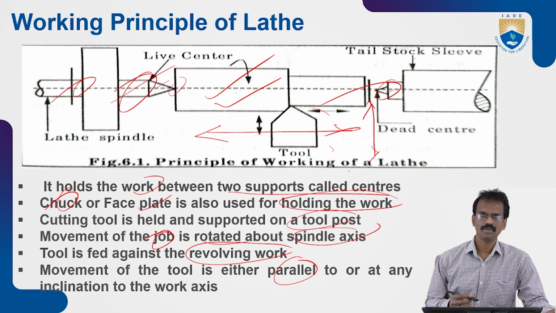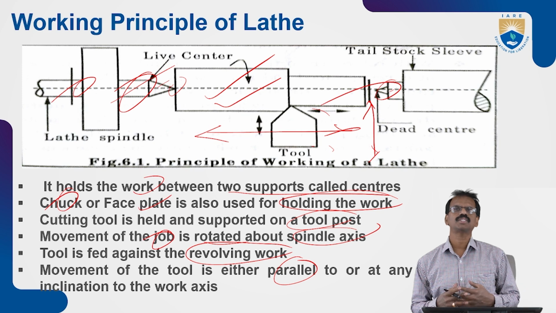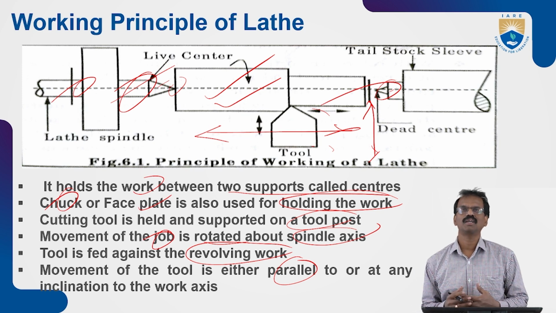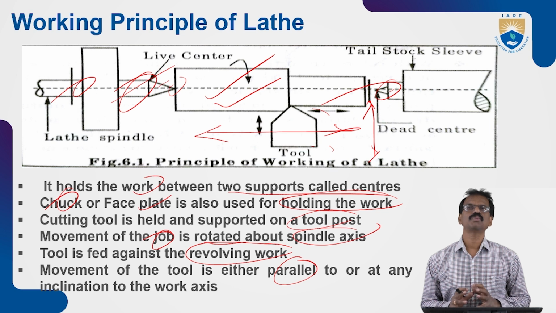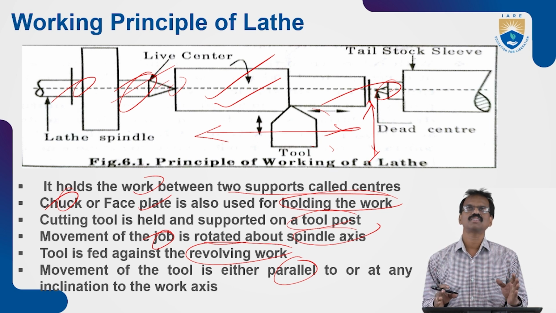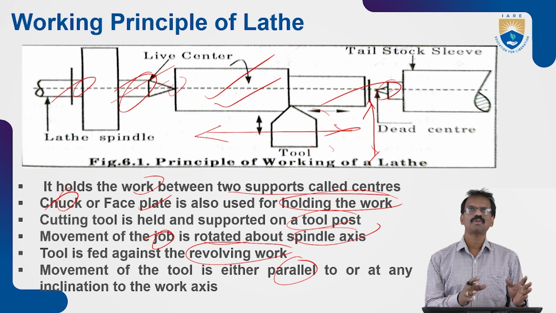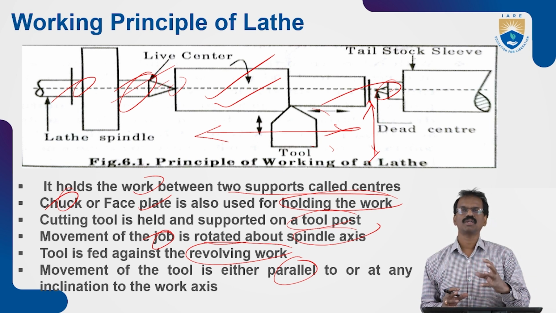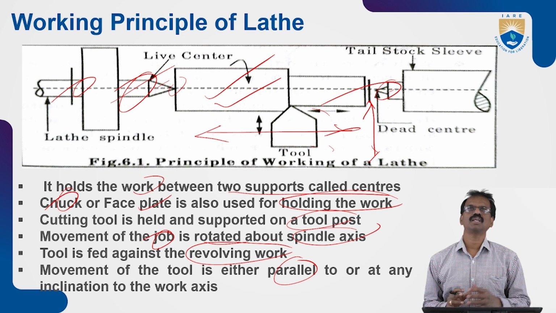So by the help of cross sliding, or by inclination, or by angular movement by the help of the compound rest. So this is just like the working principle of the lathe. There are two centers. One is the live center. Work will be performed at the live center. Rotation of the workpiece will be provided to the live center.